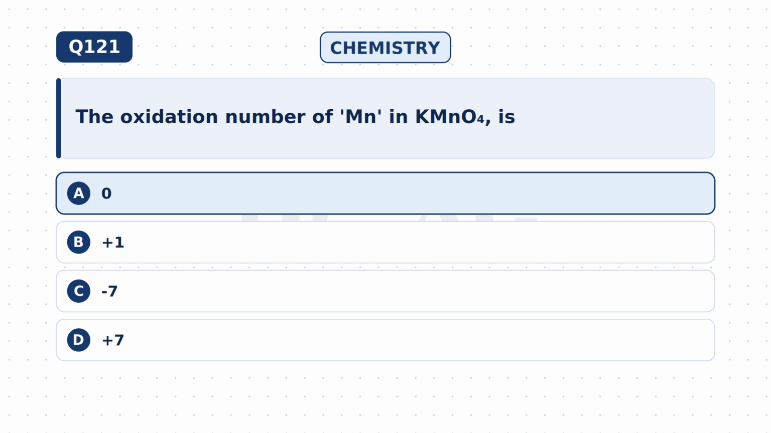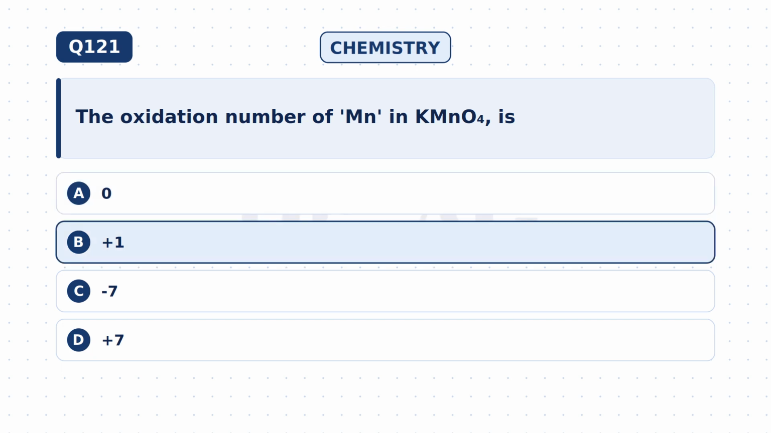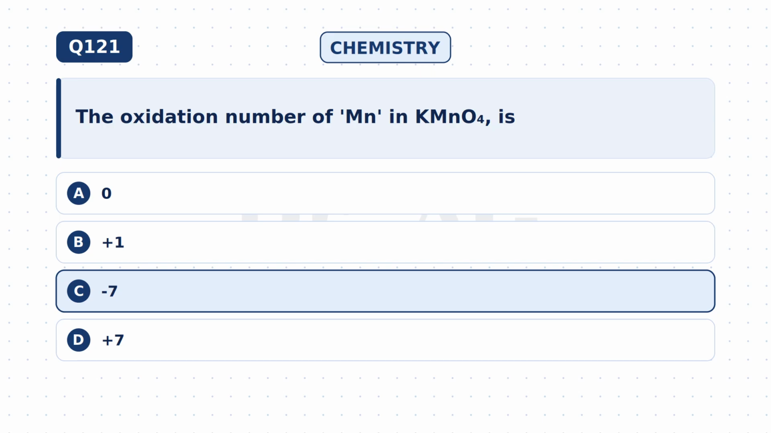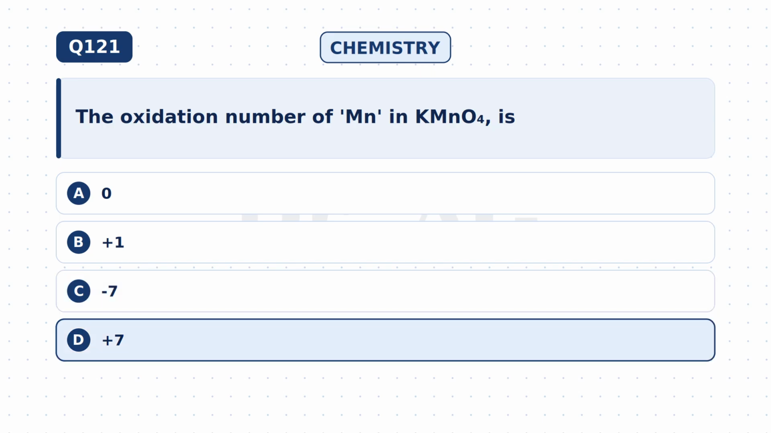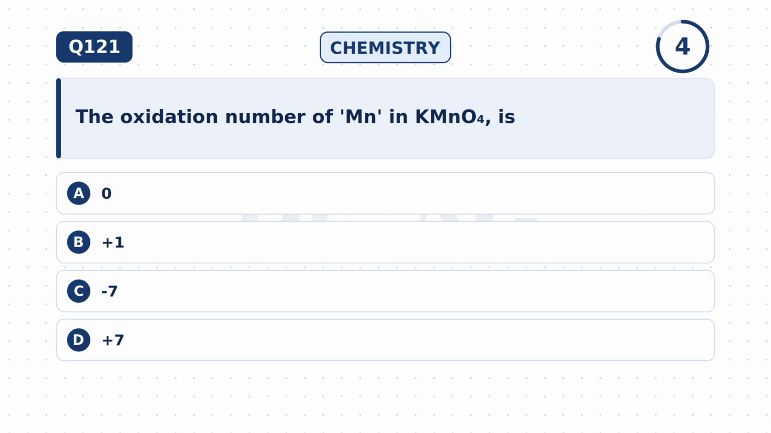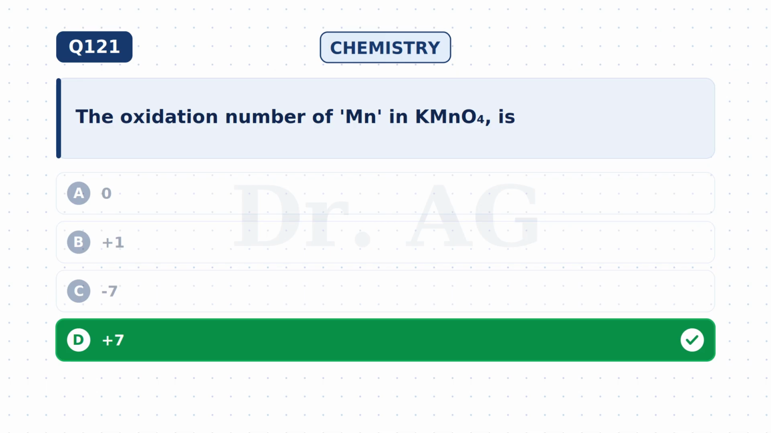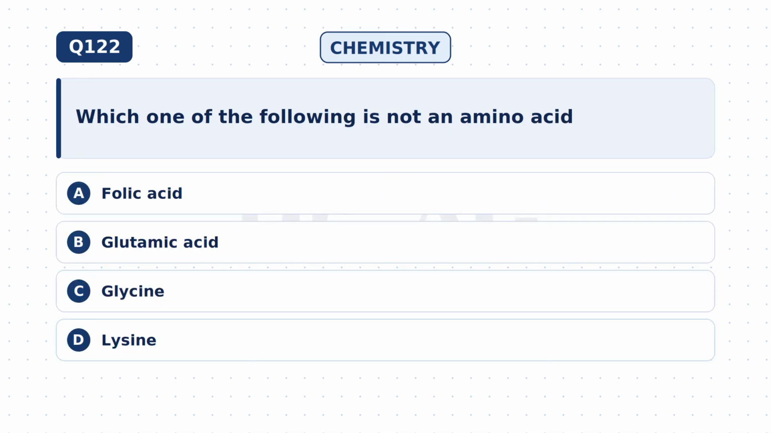Question 121. The oxidation number of Mn in potassium permanganate is. Option A, 0. Option B, +1. Option C, -7. Option D, +7. The correct answer is D. +7.